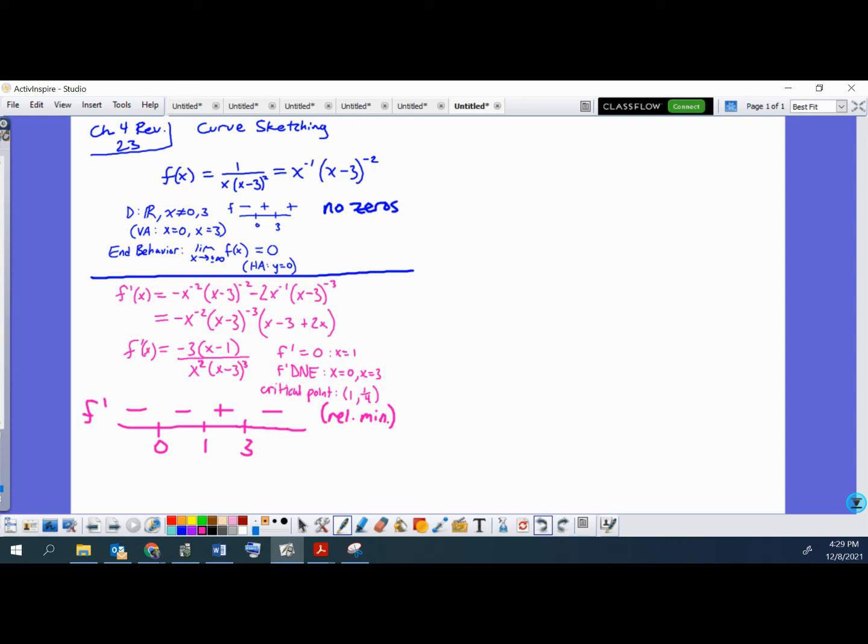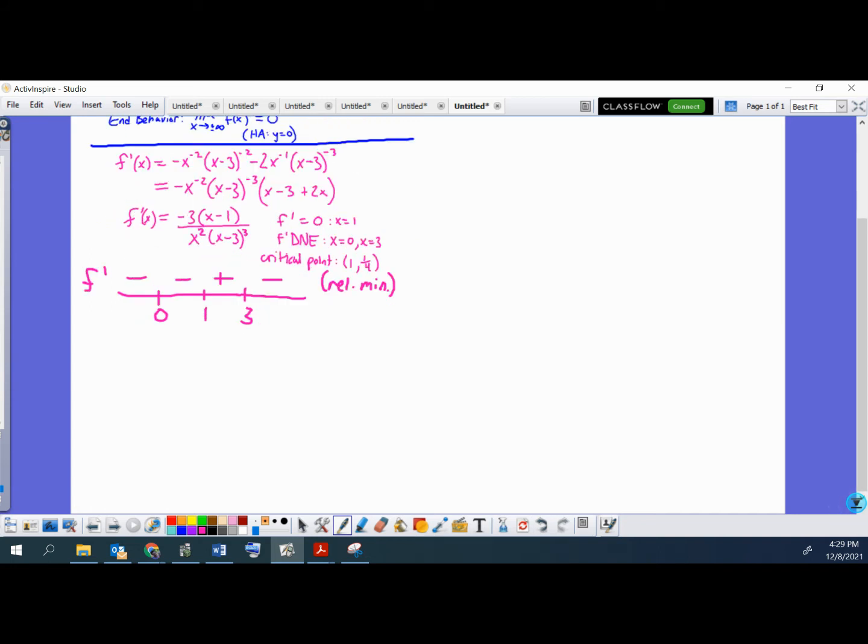Let's go to f double prime. Let's do this up. And you know what? I already did a product rule on f to get to f prime. I kind of changed it into a product rule. I've got this written this way. I'm tempted to just go with product rule again, right? And if you kind of think, let me write it one more time. This is, again, negative 3 times (x minus 1) times x to the negative 2 times (x minus 3) to the negative 3.